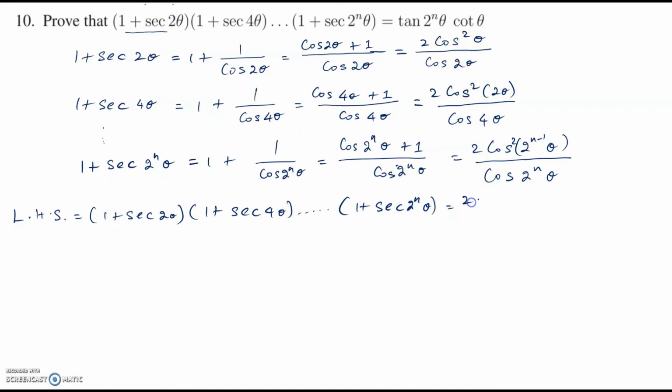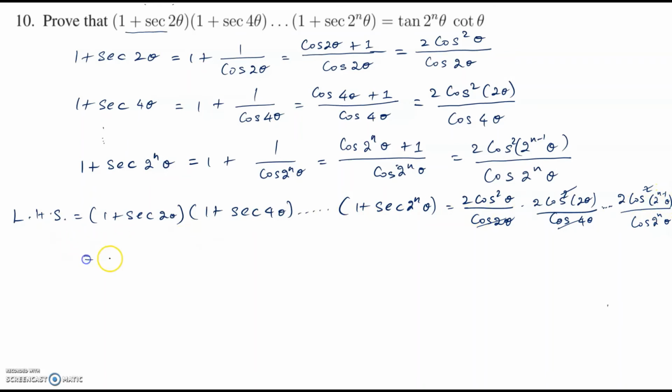Let's put all the right hand side terms: 2 cos squared theta divided by cos 2 theta, into 2 times cos squared 2 theta divided by cos 4 theta, and so on up to 2 times cos squared 2 power n minus 1 theta divided by cos 2 power n theta. So if we take the right hand side, here our cos 2 theta will get cancelled with this square term. So this square will become cos 2 theta and this cos 2 theta will disappear. Similarly, this cos 4 theta will also disappear with the consecutive term, and this cos squared 2 power n minus 1 theta will again be of 1 power. So this will be cos 2 to the power n minus 1 theta.